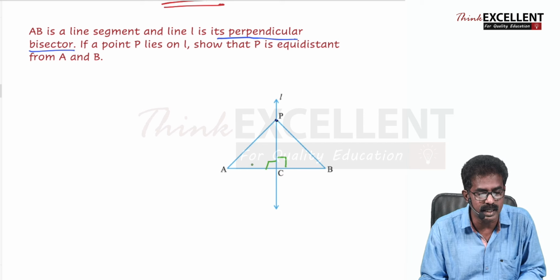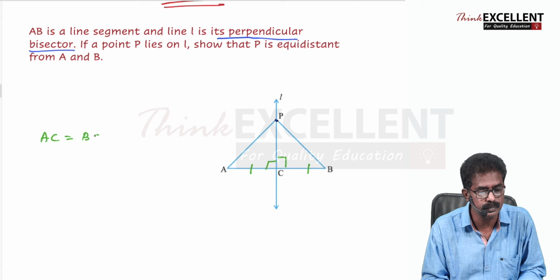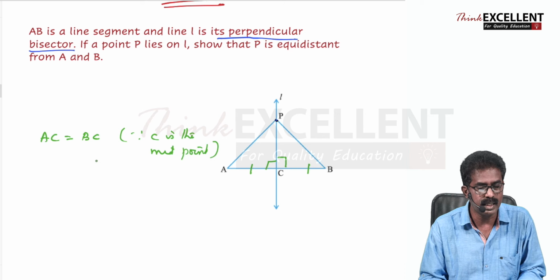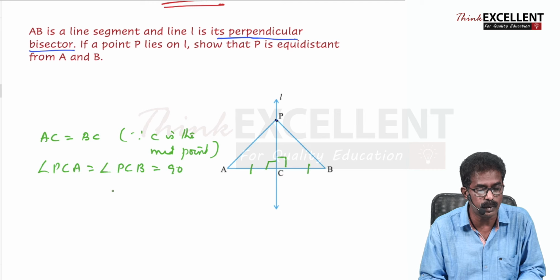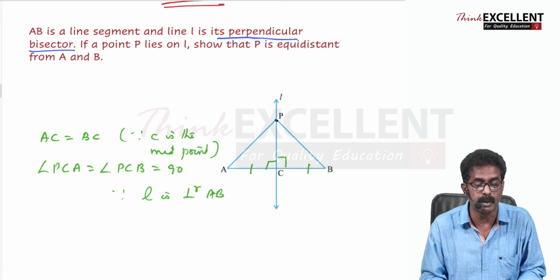So that means this AC equal to BC. What's the reason? Because C is the midpoint. The angles are equal. Which angle? Angle PCA equal to angle PCB. Each angle is equal to 90. What's the reason? Because L is perpendicular to AB.